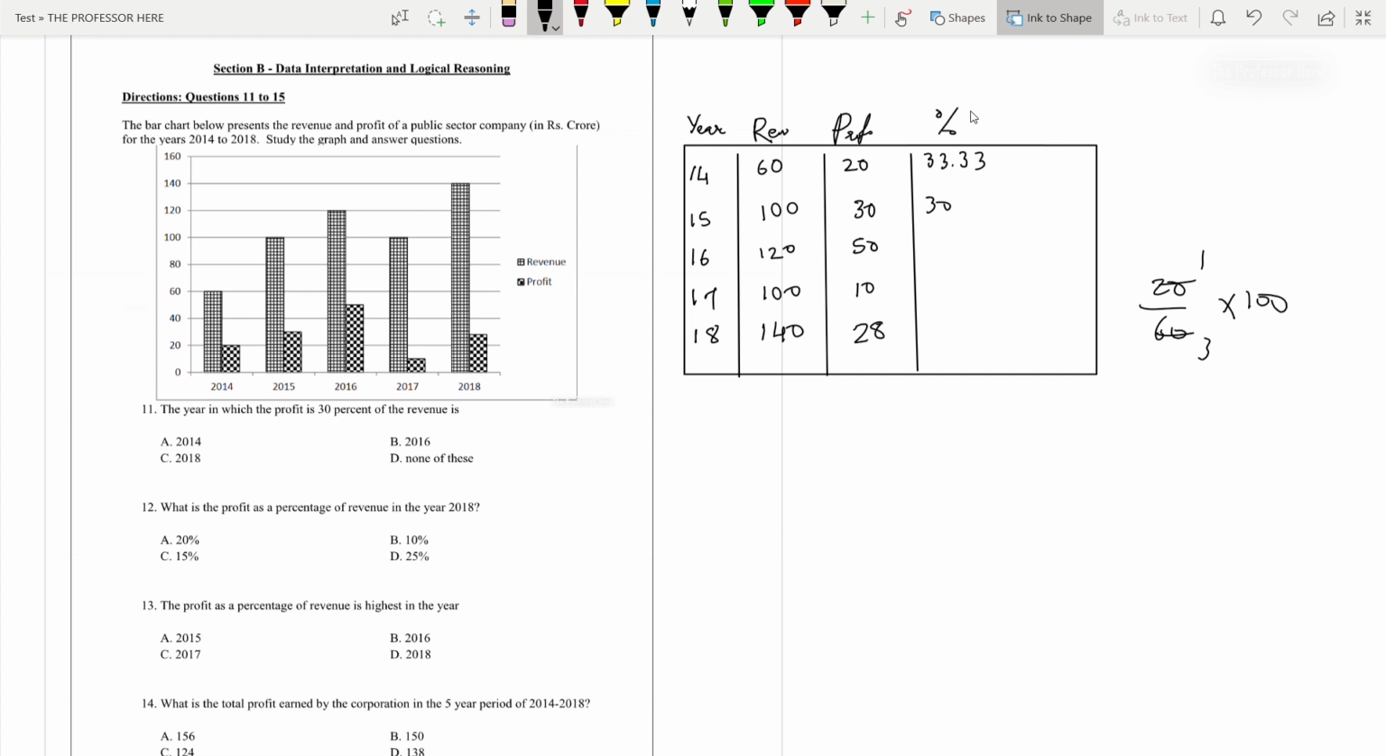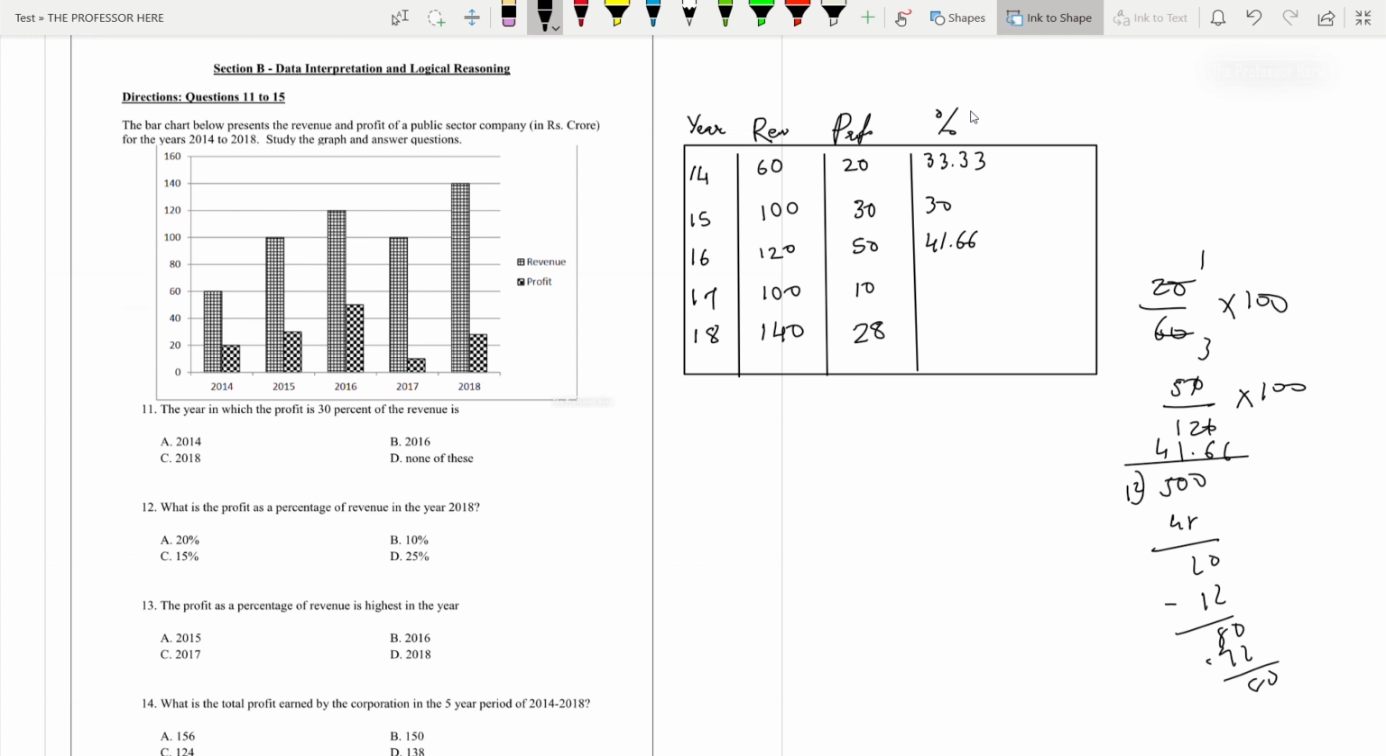In 2016 it will become 50 divided by 120 into 100. So here 500 divided by 12. 500 divided by 12 is, 12 into 4 is 48, 20, 12 into 1 is 12, 8, 0, 8, 0 again, so 41.66. So in 2016 it is 41.66.